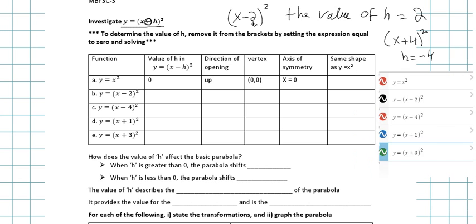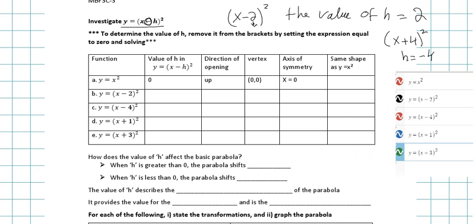So let's fill in this table. Are they all opening up? Yes, the h and k don't affect the opening. Only the a value affects the opening. So let's look at this. For this one, what's the value of h? Positive 2. Opening, up, I can write up for all of these, right? This is not going to change.